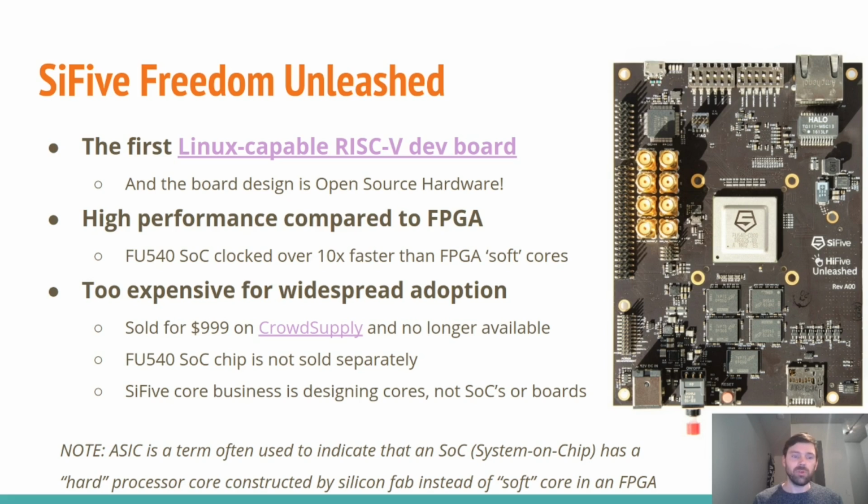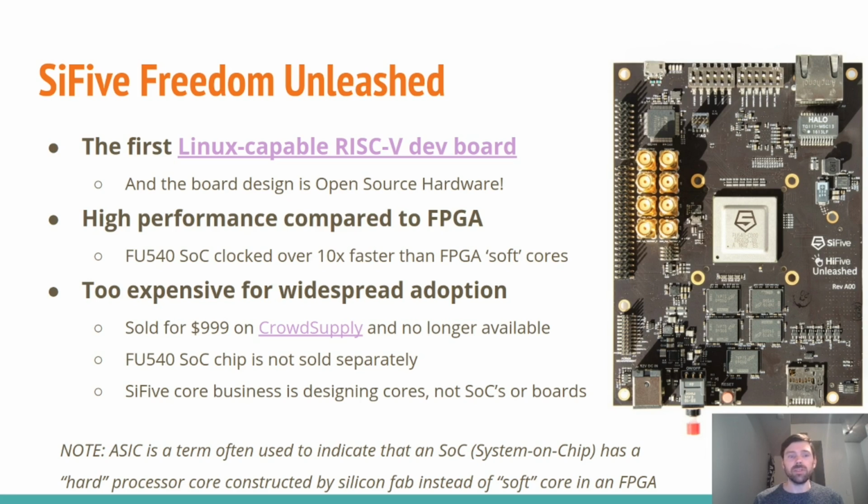The other thing I wanted to note here was sometimes you'll hear the term ASIC, and that usually is referring to a system on chip that has a hard processor core constructed by silicon fabrication instead of a soft core that's loaded into an FPGA. And with an ASIC, we can run the clock much, much faster than on an FPGA. However, this board was too expensive for widespread adoption. It sold for about $1,000 on Crowd Supply, and it's not available anymore. And the chip itself was never sold separately.